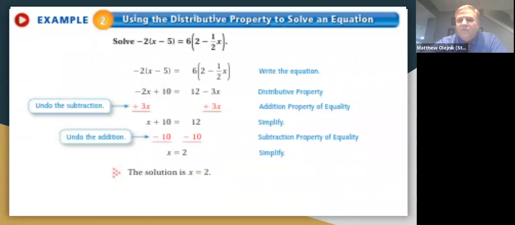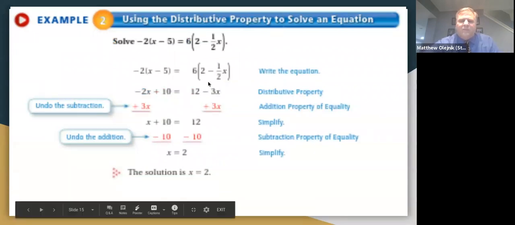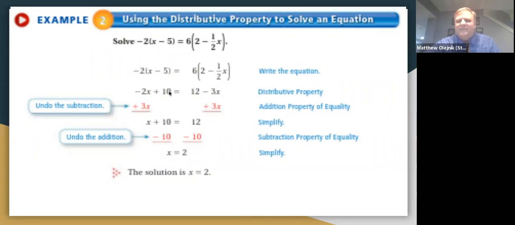Here's another example using the distributive property. Here we're going to do negative 2 times x for a negative 2x. A negative 2 times a negative 5. Remember, that's going to give us a positive 10. Negative times negative is going to yield a positive. On the other side, 6 times 2 is 12. 6 times negative 1/2 x is going to give us a negative 3x. Now, once we have this form, we're going to start transferring over our variables to one side and our constants to the other. We're going to add 3x to both sides here. We're going to get x.